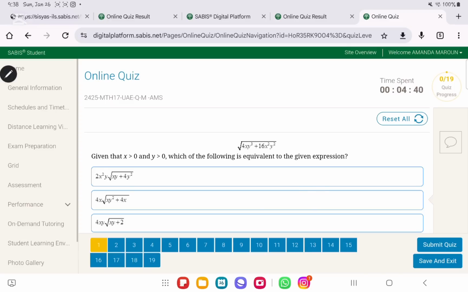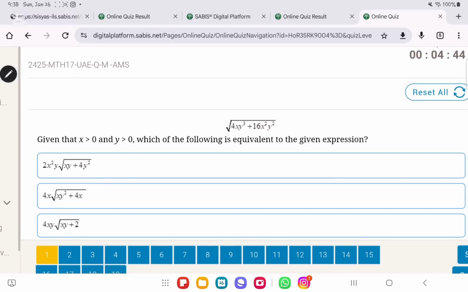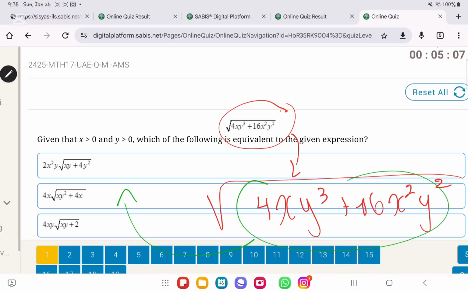Given that x is greater than 0 and y is greater than 0, which of the following is equivalent to the given expression? Okay? So let us look at this radical over here. Let me just take it and make it a bit bigger. 4xy to the power of 3 plus 16x squared y squared. Now, what's gonna happen is that we are gonna take out the common factors. So let's take this aside and let us take out the common factors.